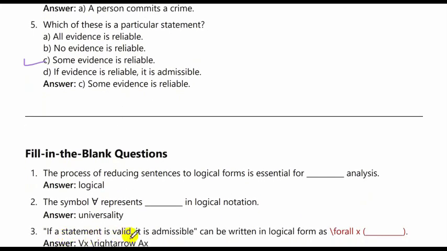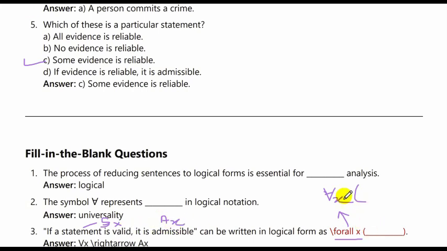If a statement is valid, it is admissible. How do you write this in logical form as for all x? It will be written as for all x there exists. For the statement we can take "statement is valid", Sx, and for admissible we can say Ax.